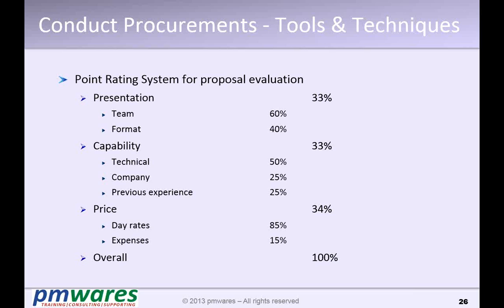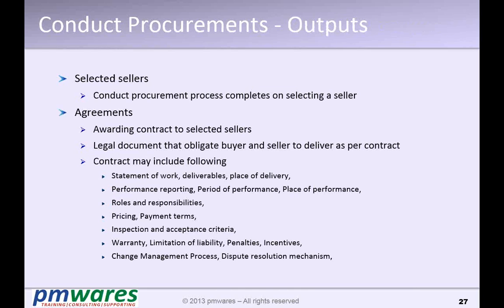You call the second best person and ask him to match the rate of the first person. You provide everything, but your rates are higher. Can you reduce the rates? So this is called negotiations, post-bid negotiations.